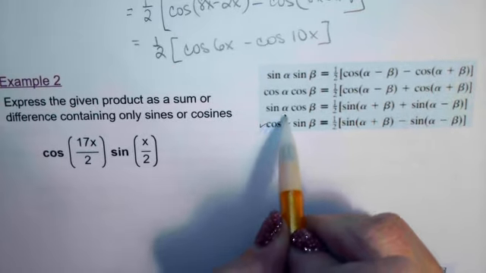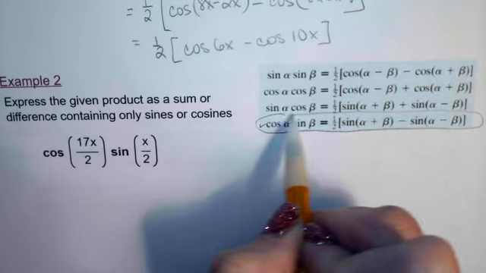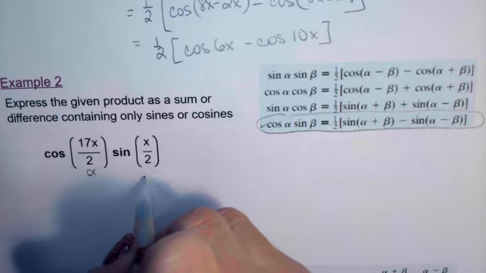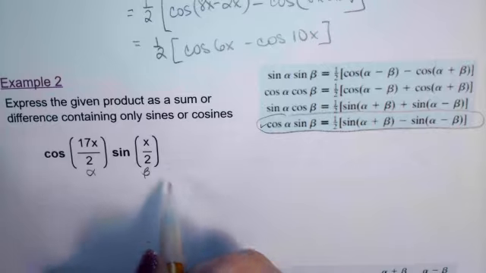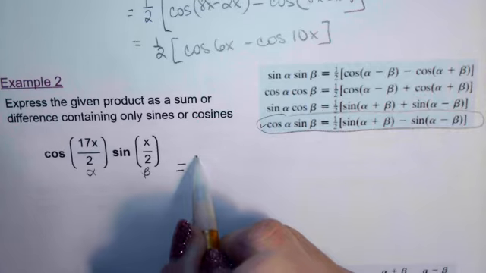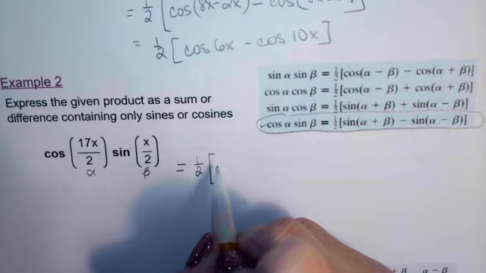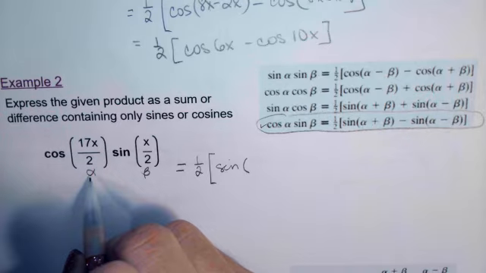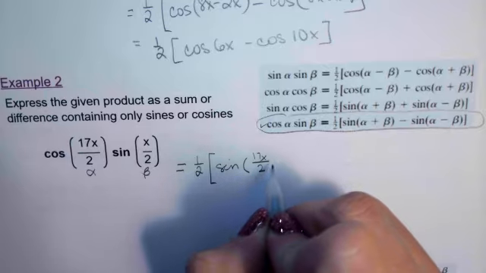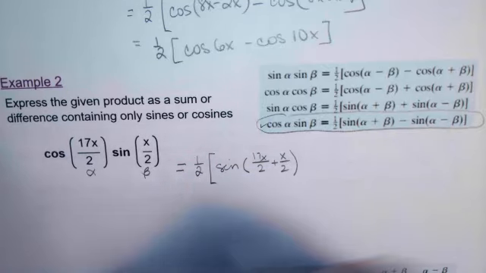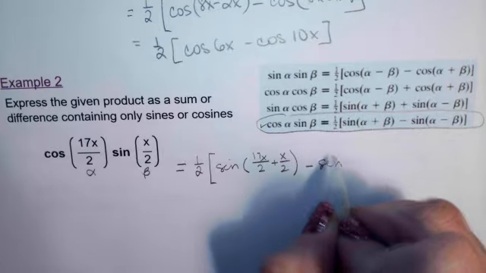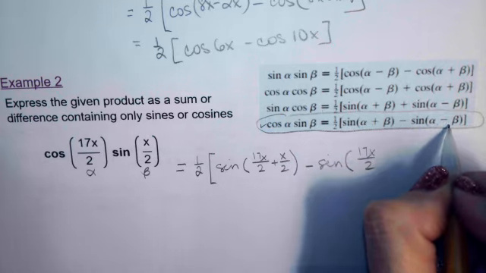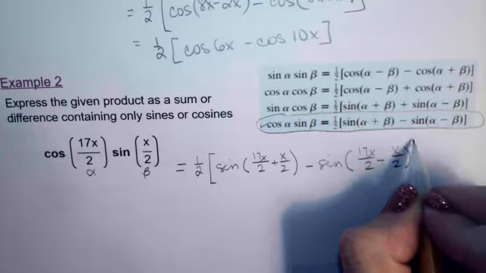So I'm using this one here, which means that I need to identify my alpha and beta again. The first one is always your alpha, the second one is always the beta, and since I'm using this one, it's going to be 1/2 open bracket sine open parentheses alpha plus beta. So I've got 17x over 2 plus x over 2, minus sine alpha is 17x over 2 minus the beta, which is going to be x over 2.